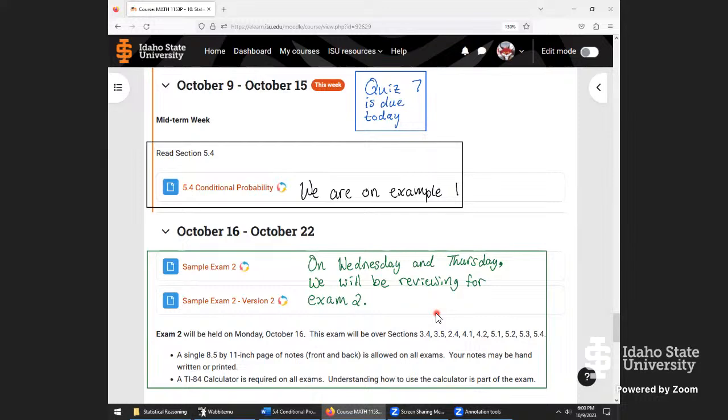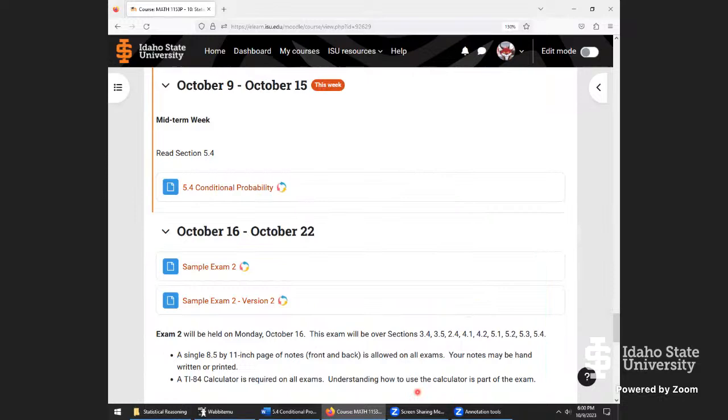Okay, well, let's finish up our problem that we left off on in section 5.4. These notes are pretty long, but not as bad as 5.3. 5.3 had lots of different concepts, and this one's a little bit more directed, just conditional probability. So what goes on in conditional probability? Well, let's take a look at the problem we kind of left off on.